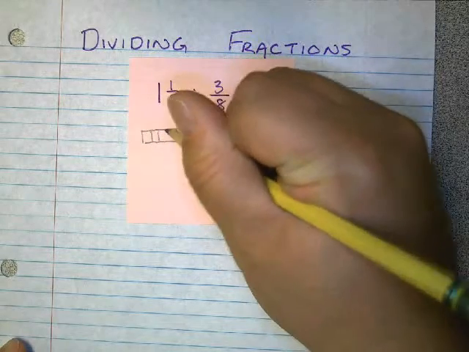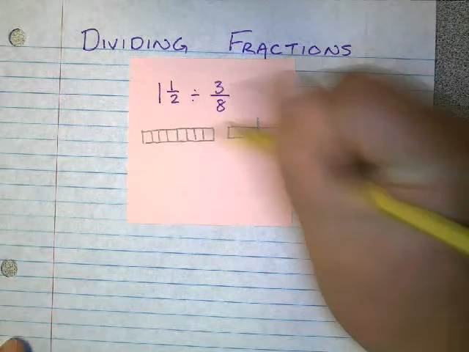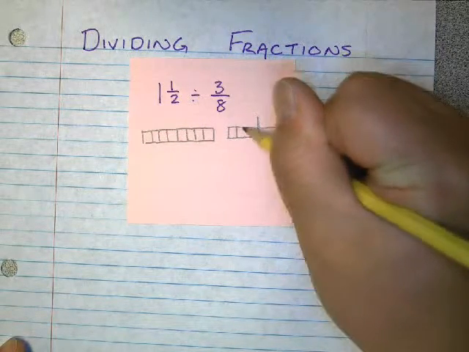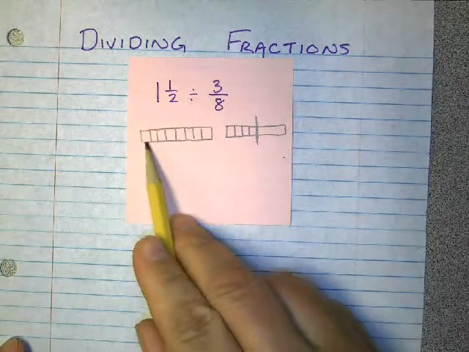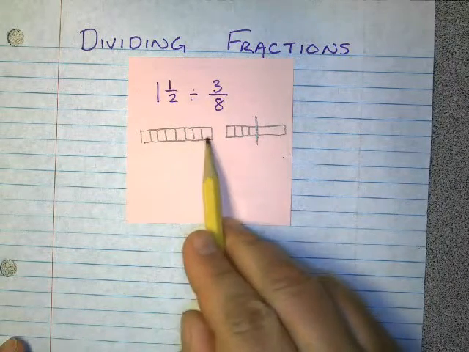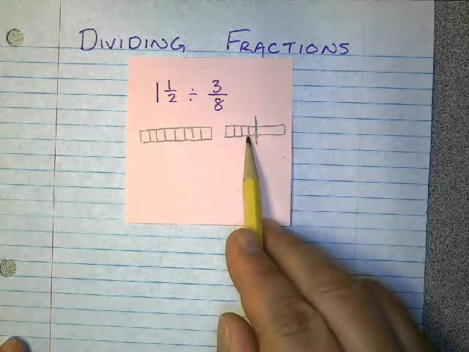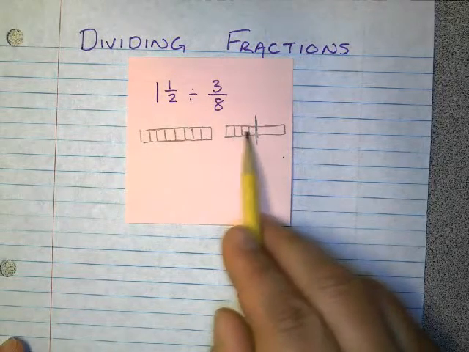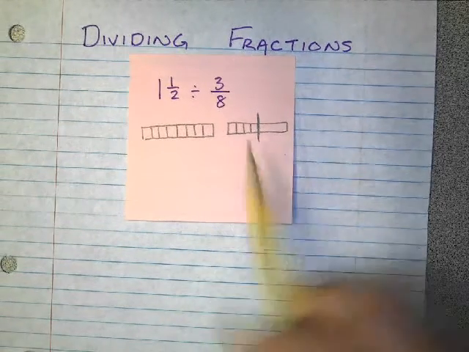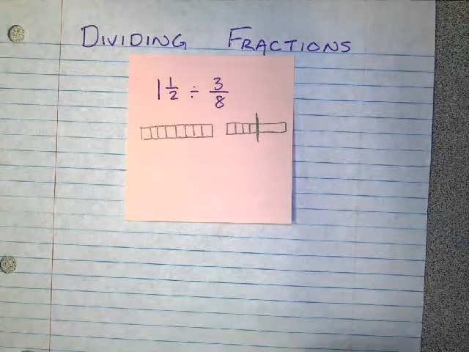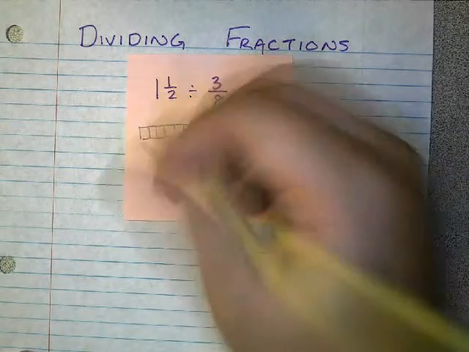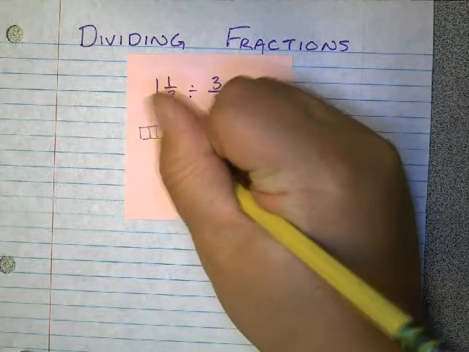So I'm going to chop this up, 1, 2, and do the same over here. So 1, 2, 3, 4, 5, 6, 7, 8. I have 8 pieces here, and I have 4 over here. Remember that there's only half of them, because of that 1/2. Now, how many 3/8 go in here?